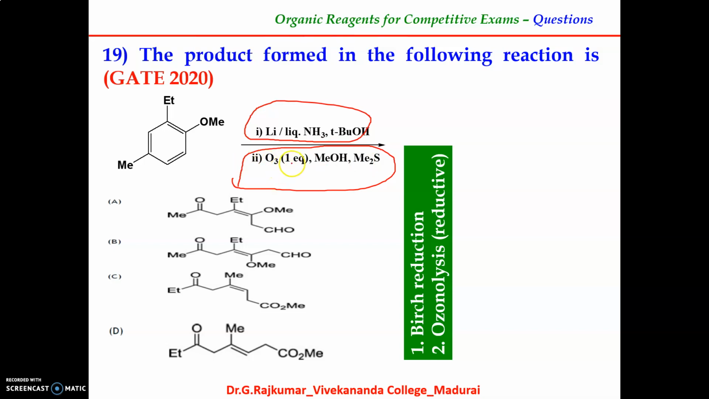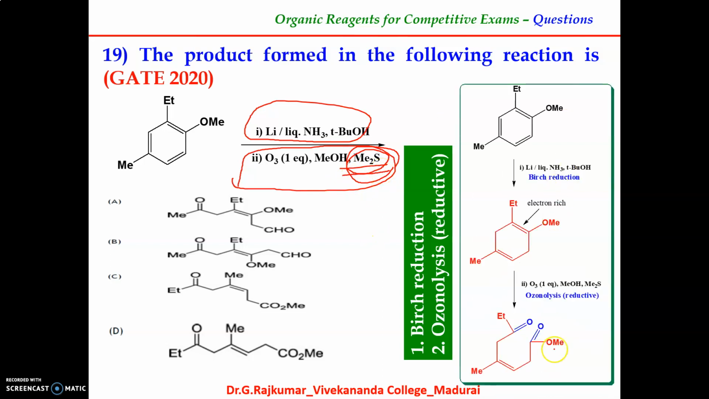In the second step, they have given one equivalent of O3, ozone, and look at this, whether it is oxidative workup or reductive workup. So this is dimethyl sulfide. We have discussed this in the ozonolysis part. So this is a reductive workup. So look at this. In the Birch reduction, this is the product.